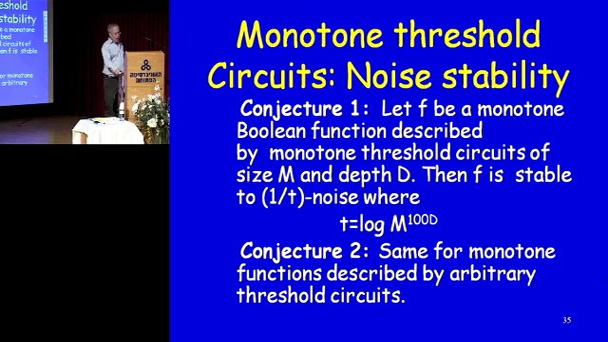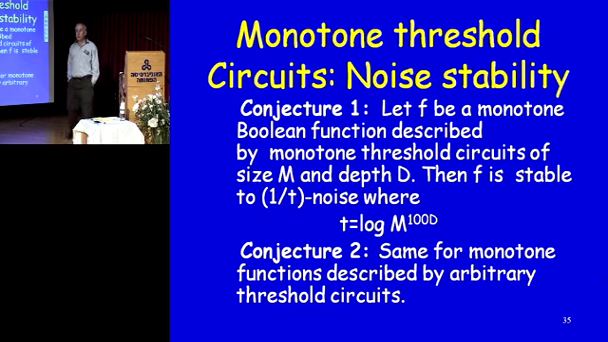And you see, I used here the word monotone twice, and it's really redundant because if the threshold circuit is monotone, then the outcome is automatically monotone. But then the second and even more daring conjecture says the same is true for monotone functions described by arbitrary threshold circuits. So if you have a monotone function which is described by an arbitrary threshold circuit, then it is also noise stable.